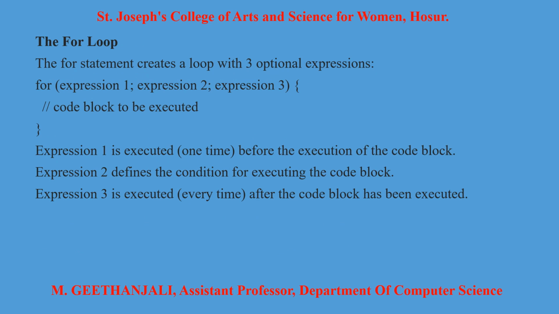The first one is the for loop. The for loop has three optional expressions. The syntax is for expression 1, expression 2, expression 3. Expression 1 is executed one time before the execution of the code block, and expression 2 is the condition. You give some conditions here. Expression 3 is executed every time because it is the increment or decrement. Each time the iteration is executed because of expression 3.